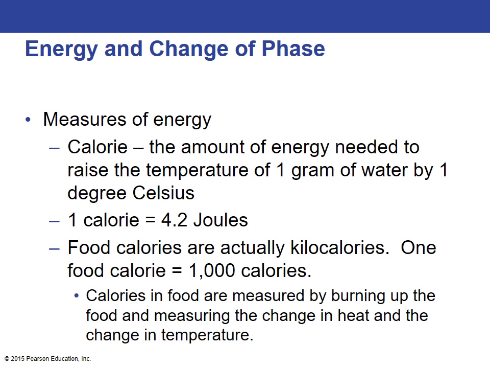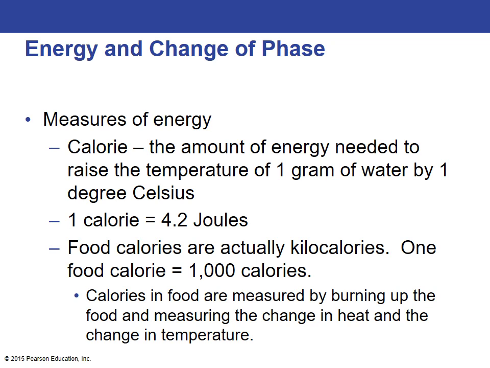Some different ways that we can measure energy are the calorie and the joule. A calorie is the amount of energy that's needed to raise the temperature of 1 gram of water by 1 degree Celsius, and a calorie is equal to 4.2 joules. So it takes about 4.2 joules of energy to raise 1 gram of water by 1 degree Celsius.